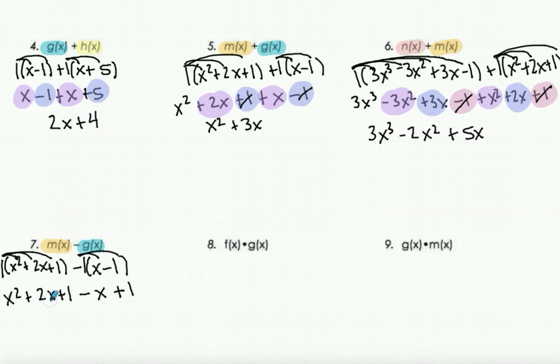And then you'll combine your like terms. So your 2x and your negative x, and your positive 1 and positive 1. X squared doesn't have a like term, but remember it needs to go first because it's got the highest exponent. Then 2x minus x will give you positive x, and 1 plus 1 will give you positive 2.